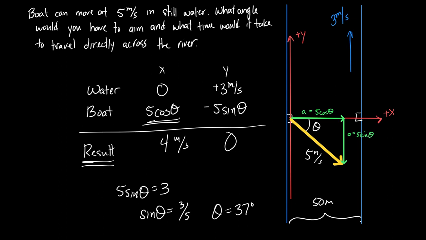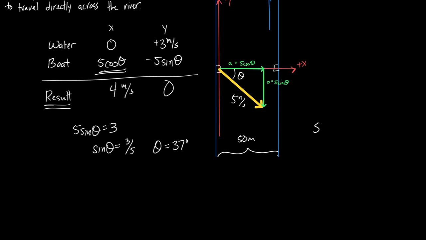Well, the boat's traveling at 4 meters per second. 50 meters at 4 meters per second times t will tell me how long it takes the boat to make it across, which has got to be, what's that? Yeah, 12 and a half. So, there we go. 37 degrees, 12 and a half seconds.